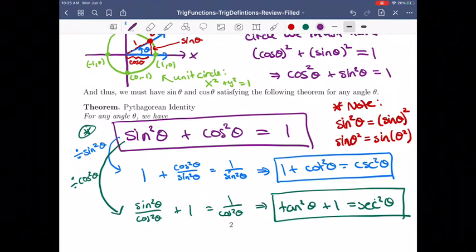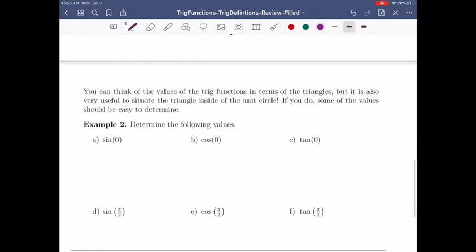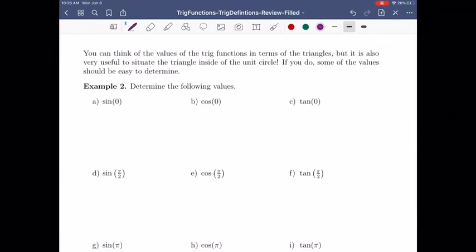Now let's just compute some special values. I like to think of the trig functions in terms of the unit circle, so where they are. So I'm just going to draw a little picture on the side here.